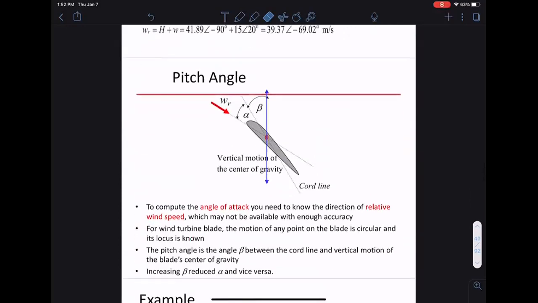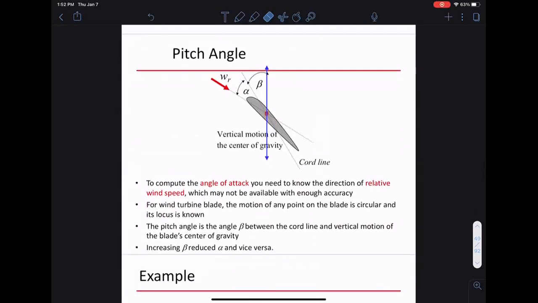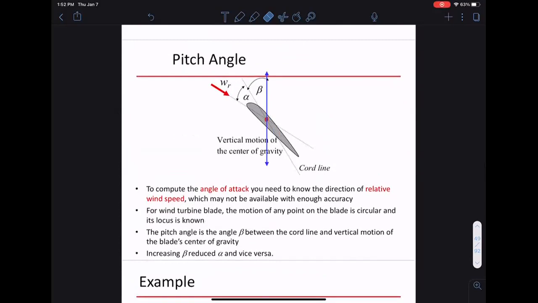Okay, all right, so this is the angle of attack. The problem with angle of attack is you have to know the relative wind speed, which you may not have very accurately. It depends on whether we can measure wind speed accurately or not. So often what we do is create an angle called pitch, which is beta. So beta is the pitch angle.